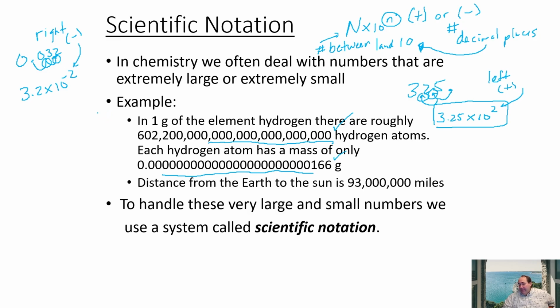Now, one way you can remember that is pretty simply, if it's a large number, pretty much anything above 1, it's going to be a positive exponent. And if it's a small number, anything less than 1 will be a negative exponent. So that's a way that you can remember that.